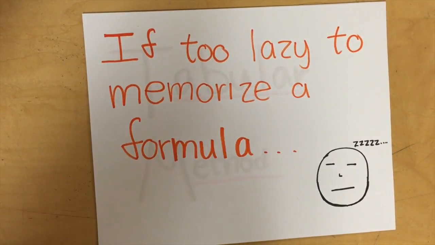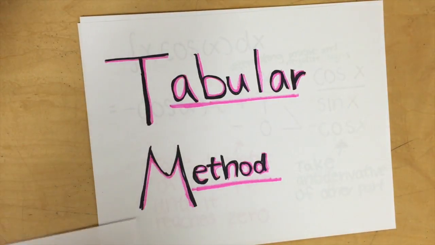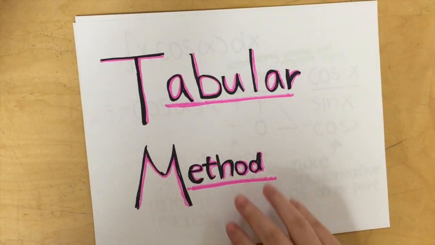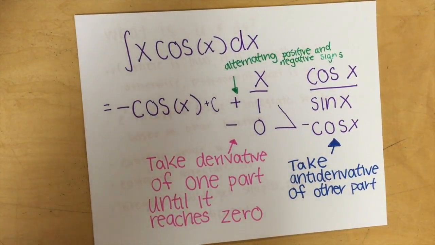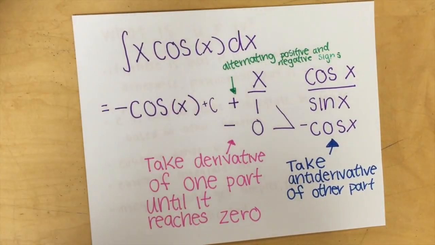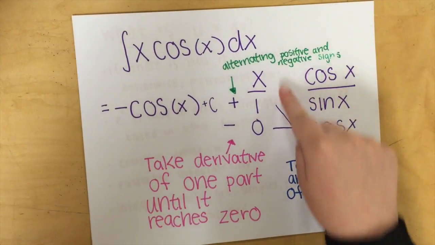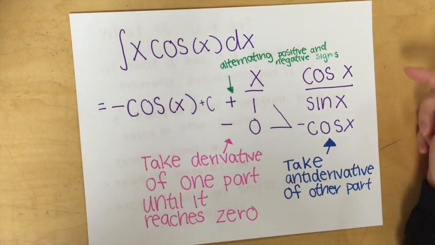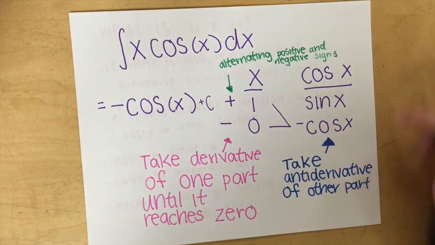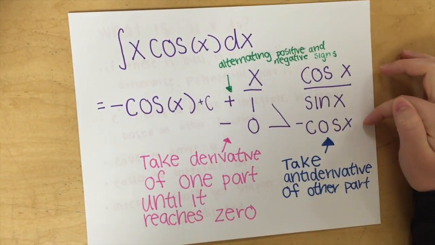If you're too lazy to memorize the formula, you can always use the tabular method. In this problem, you're trying to take the integral of x cosine x dx. Basically, you take the derivative of one part until it reaches 0, so x would go from 1 to 0. And then the other part, you take the antiderivative, so cosine goes to sine x and then negative cosine x.